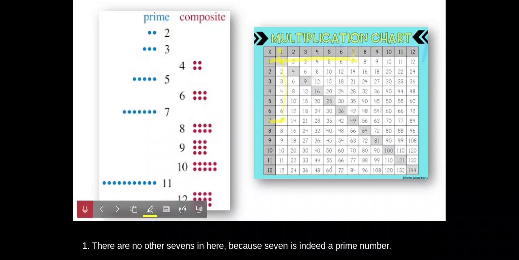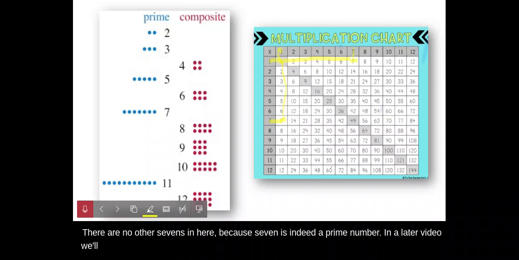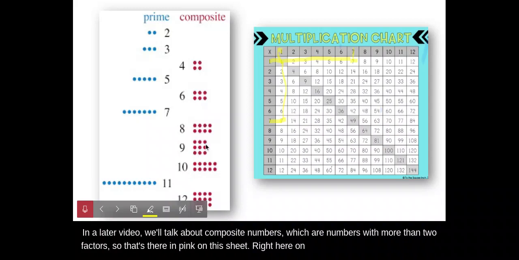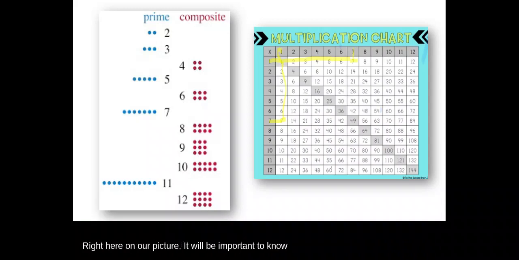In a later video, we'll talk about composite numbers, which are numbers with more than 2 factors. So they're in pink on this sheet right here on our picture. It will be important to know the difference when we're factoring numbers later in this unit.